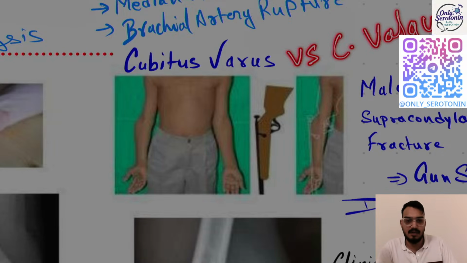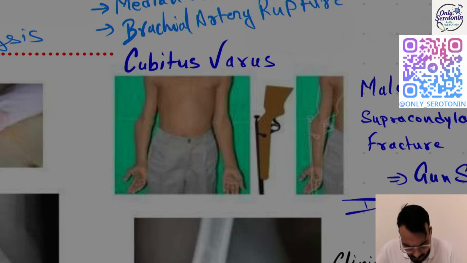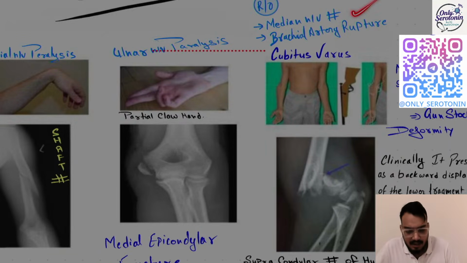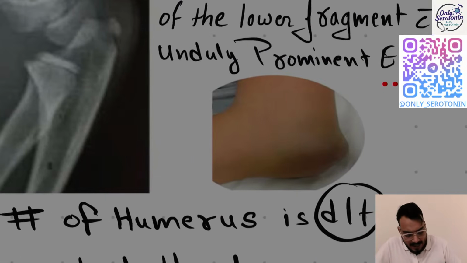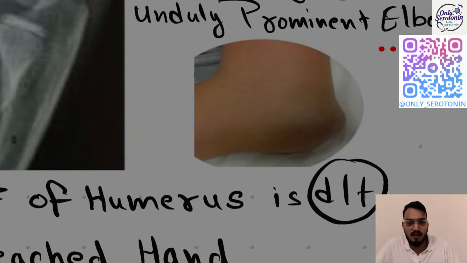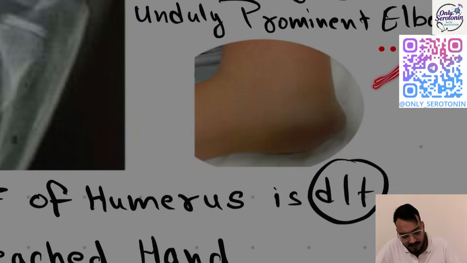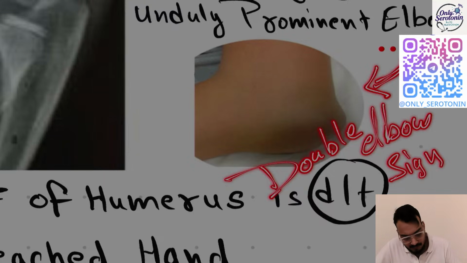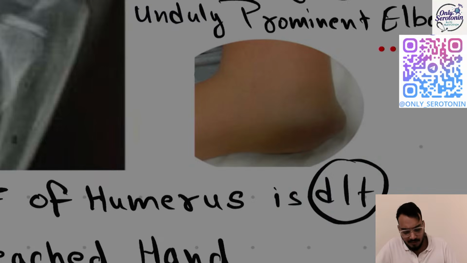Okay, I have told you in the class: cubitus varus versus cubitus valgus. In supracondylar fracture, we can have median nerve injury as well as brachial artery rupture, which will give me the hematoma. And if this fracture is a closed fracture, we can have a sign, and this sign is known as what, guys? Double elbow sign. Done.